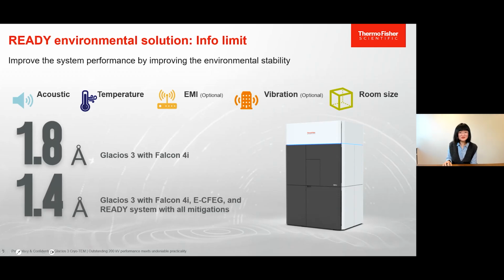Room is also a crucial part of the microscope, which we tend to forget. Now with a more stable room, we also unleash the power of the Glacial 3 optics. Now we can guarantee a better info limit on Glacials 3, sorry. It used to be on Glacials 2, 2.1 angstrom, and now on Glacial 3 with different configurations, we can guarantee the info limit to 1.8 angstrom or 1.4 angstrom.